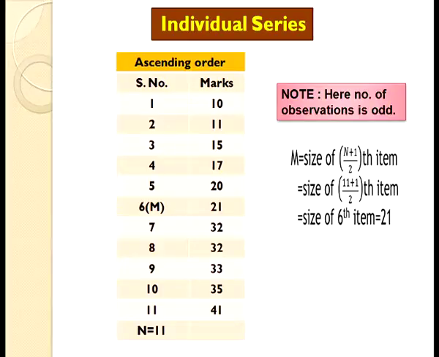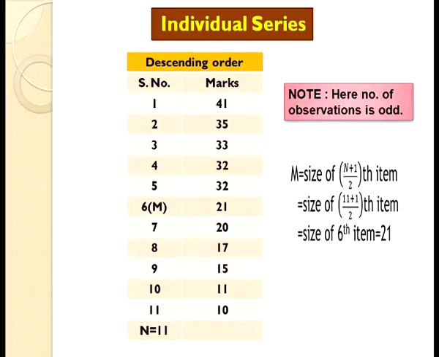So, this is how we have computed median in case of individual series. First, we arranged the data in ascending order. Then we put the formula: median is equal to size of (n plus 1) by 2th item. Then we wrote the value of n, the total number of observations, which is 11, so (11 plus 1) by 2th item. We got the 6th item, we located its size in the marks, and it is 21 marks. Now, we can do it in descending order also.